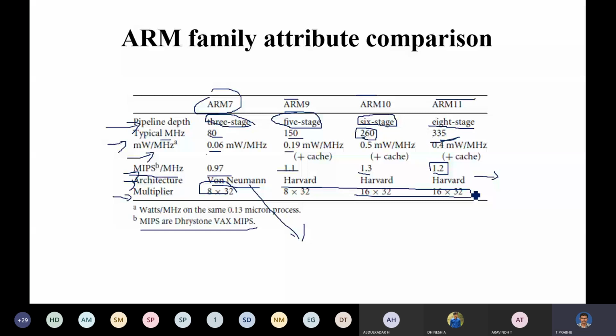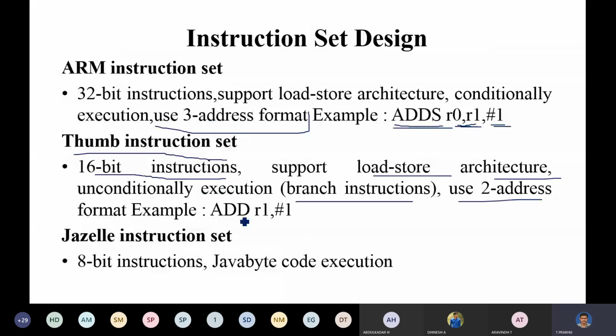So the thumb mode, okay, thumb mode is 16-bit processing instruction, and it also supports load store architecture and unconditional branch. There are branch instructions. Okay, so it is used with ADD R1, register 1, and then with a value. Okay, so the Jazelle instruction has 8-bit instruction. So it is executing a Java byte code execution.